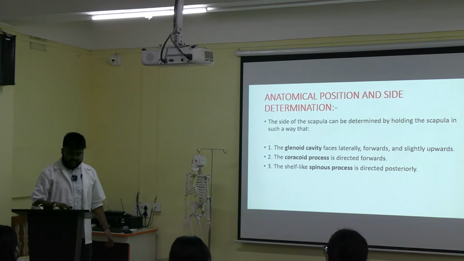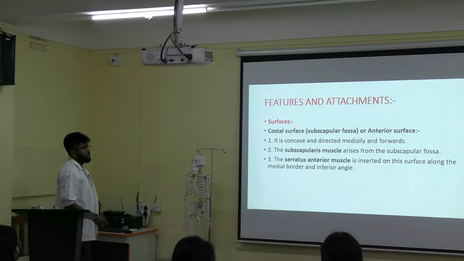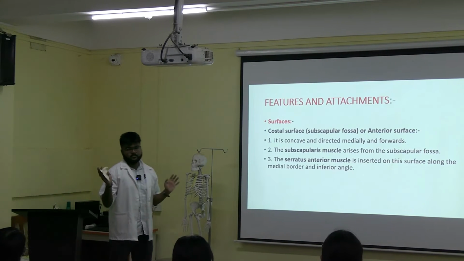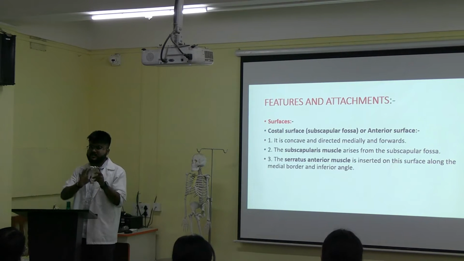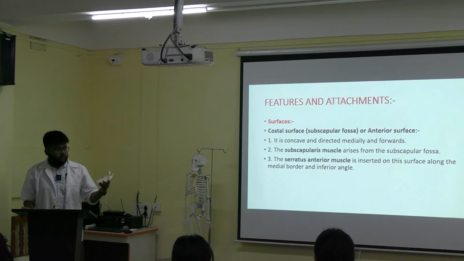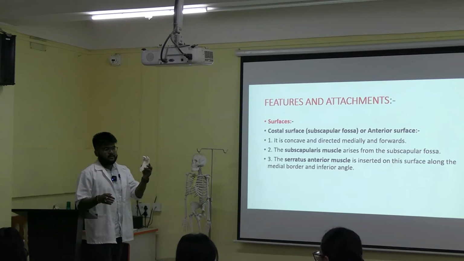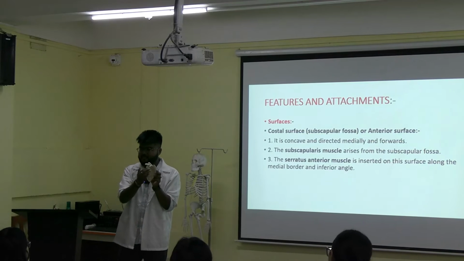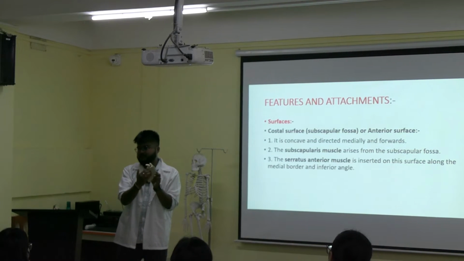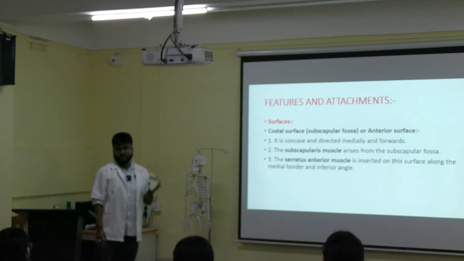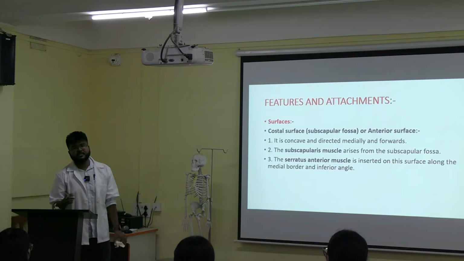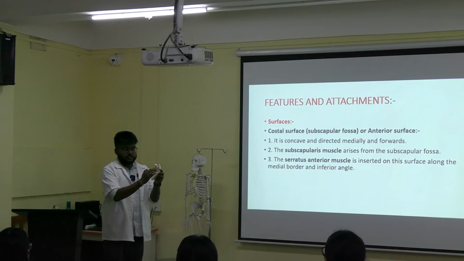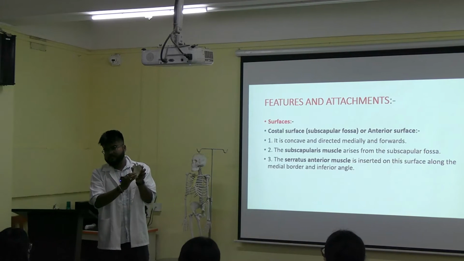Next, the parts along with their muscle attachments. First, one by one. First let us discuss the surface. Always remember, in the surface here you can see it is not a convex structure but a concave-like structure. Here a fossa is present, called the subscapular fossa. The subscapular fossa is present on which surface? Anterior surface. So in the anterior surface, the subscapular fossa is present.